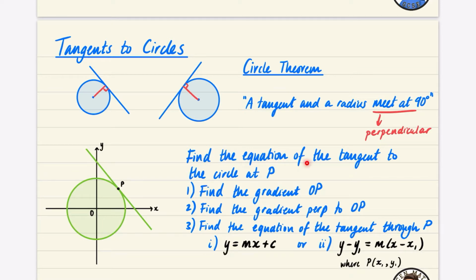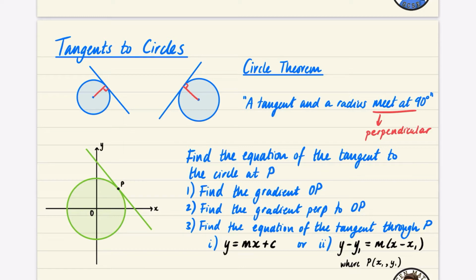So, find the equation of the tangent to the circle at P. Well, here are the instructions of how to find the equation of the tangent to the circle at P. We're trying to find out the equation of this line. Obviously, they will give you a coordinate of P and they will give you the equation of a circle sometimes. Sometimes they'll give you this and you'll have to work backwards. But this is what you should be doing here.